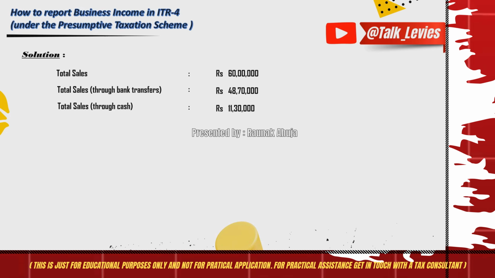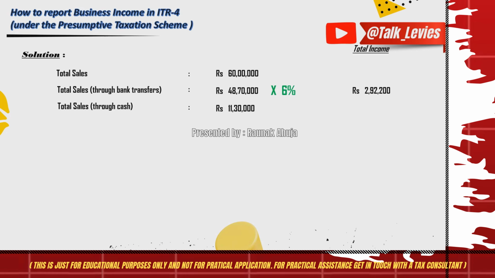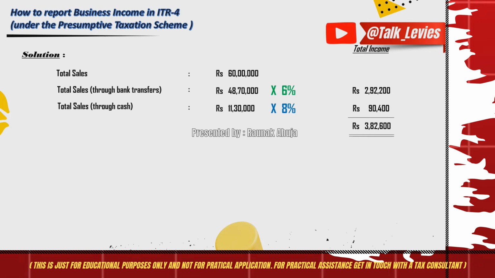On all the bank transfers, that is all the sales that have been received directly in our bank accounts through bank transfers, we would apply 6% on the total sales. So on this 48,70,000, we would be simply multiplying 6%, which comes to 2,92,200. And for the sales that have been received through cash or through bearer check mode, we would apply 8%, which comes to 90,400.